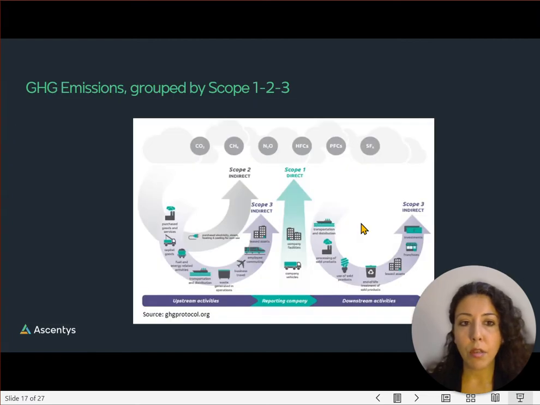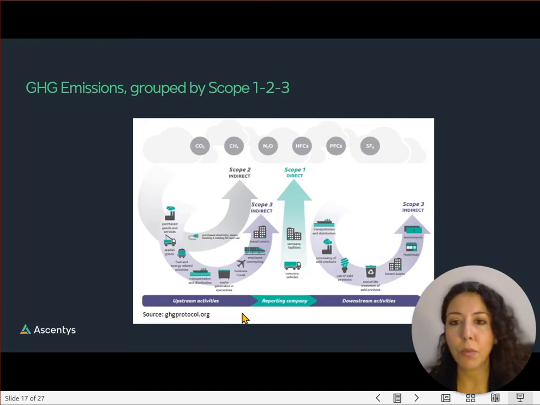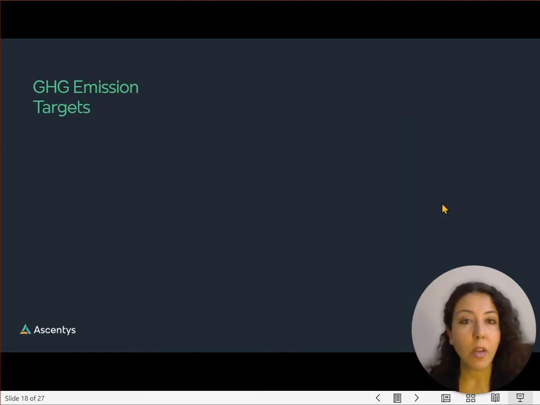To reduce GHG emissions, there are defined targets for countries and companies, but let's have a look at this visual. First, this was introduced by the GHG protocol to understand the activities of each scope. And you can see the 6 greenhouse gas here, 6 types of greenhouse gas. So let's have a look at the targets to reduce the carbon emissions.